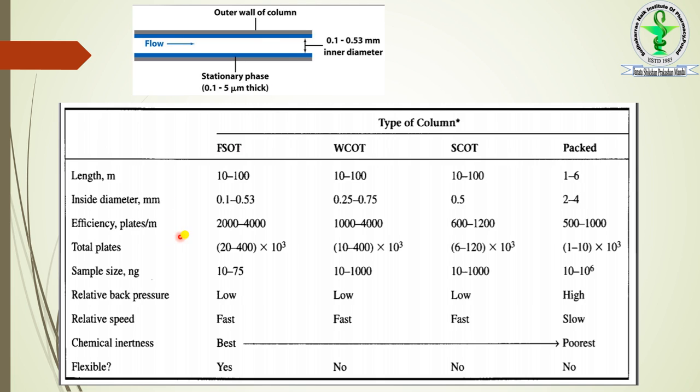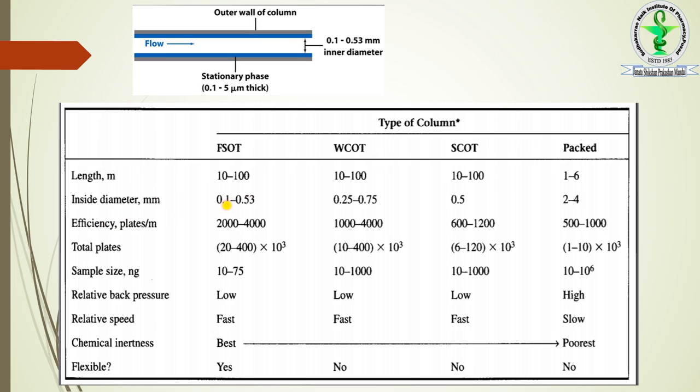Okay, so first one is the fused silica. Okay, first type is wall coated open tubular columns, fused silica open tubular columns, support coated open tubular column, and there are packed columns. So there are different kinds of columns, mostly 4 types. So length: fused silica is 10 to 100, wall coated 10 to 100, support coated open tubular 10 to 100, and packed 1 to 6. Okay, might be in meters, and here might be in centimeters. Okay, so internal diameter in millimeter.